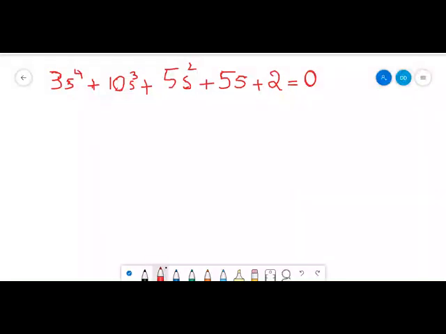In today's video, we will see a few examples of stability using the Routh-Hurwitz criteria. The first example which we are going to consider is the characteristic equation of a system which is given by 3s^4 + 10s^3 + 5s^2 + 5s + 2 = 0. We will see whether the system described by this particular characteristic equation is stable or not.